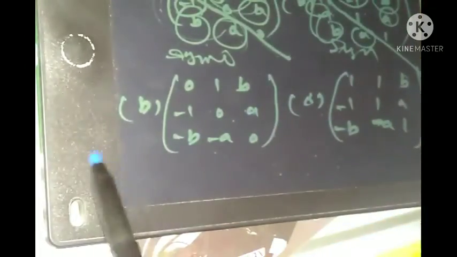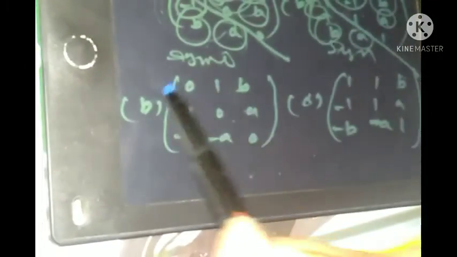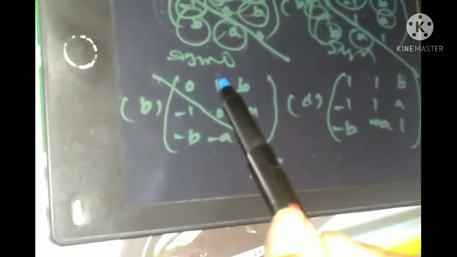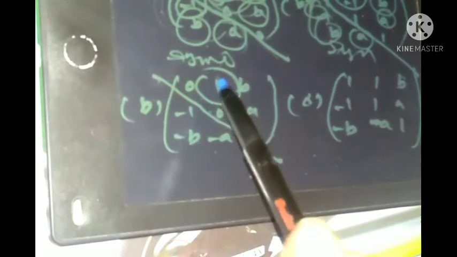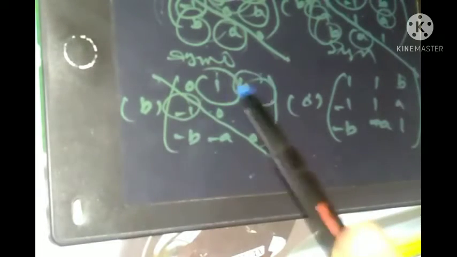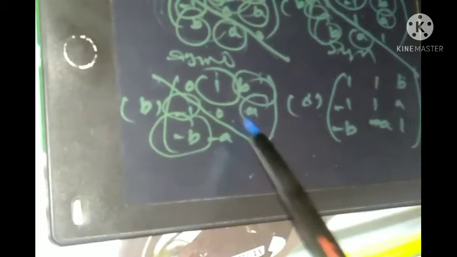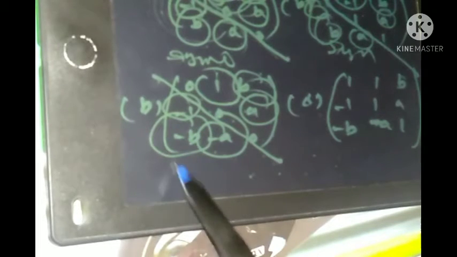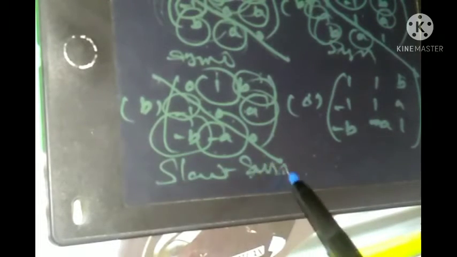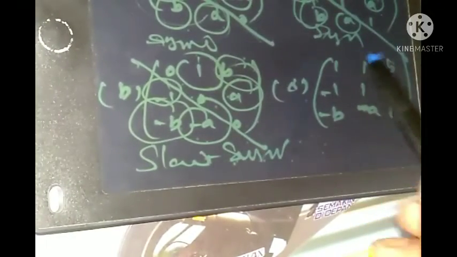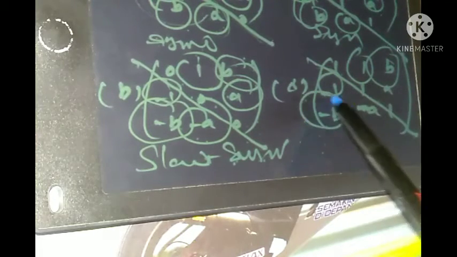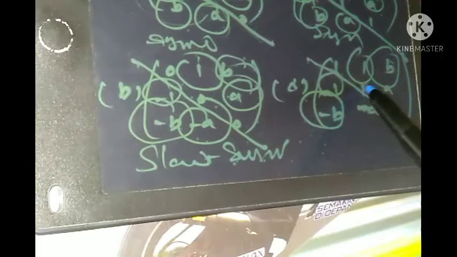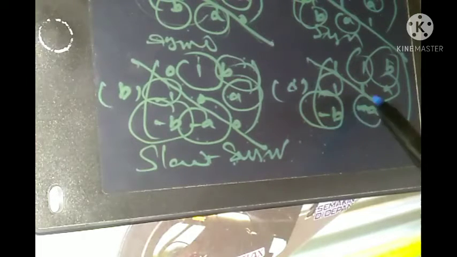We observe that all the diagonal elements are 0, and there is a possibility of skew symmetric. Check it: 1 is there, minus 1. b is there, negative of minus b, and a is there, negative of minus a. Therefore this is 100% skew symmetric. And see this, we take the mirror: 1 is there, minus 1 there, b is there, minus b there, a is there, and minus a there.